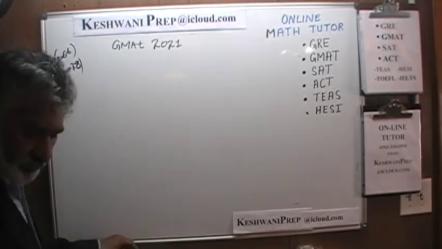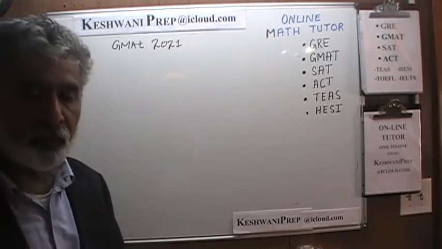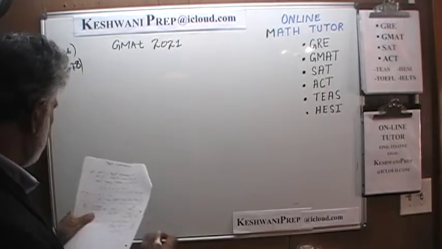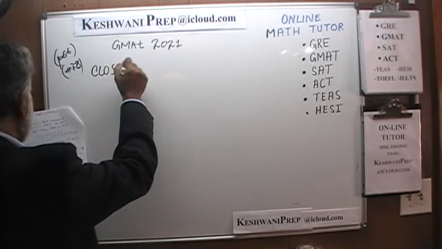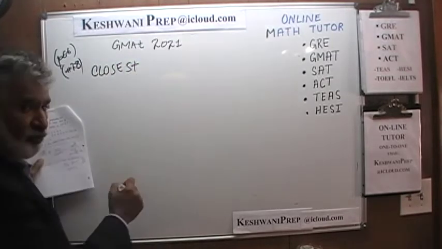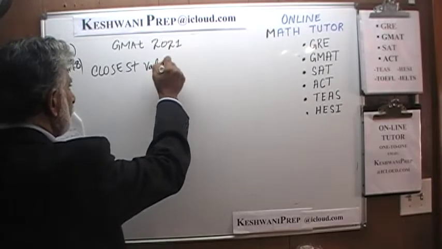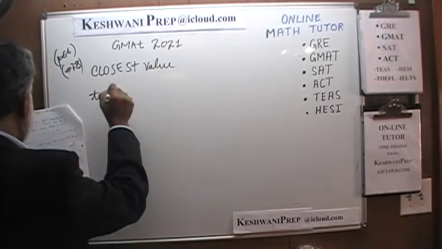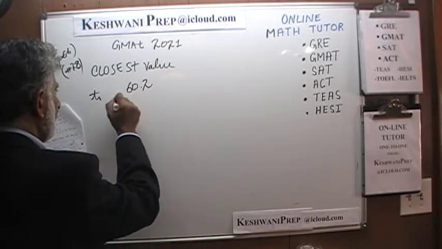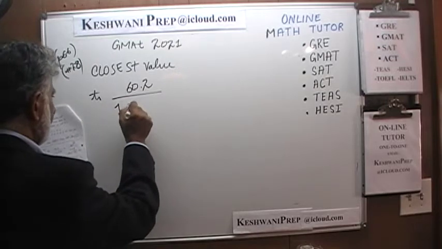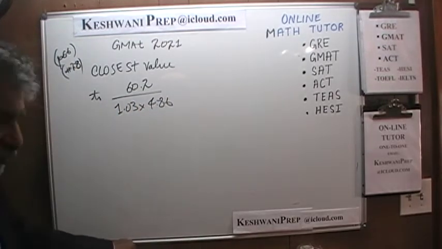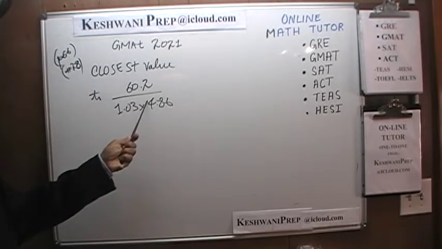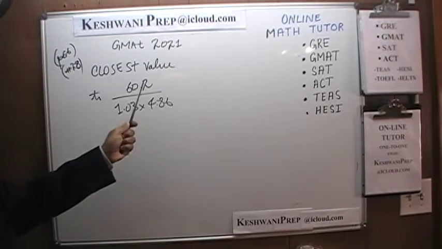These are straightforward problems. The only way you can get it wrong is if you try to do it in a hurry. Just pay attention, you're fine. They're very straightforward. The next one is even simpler. We're looking for the closest value to 60.2 over 1.03 times 4.86. And by closest, they're simply asking us to approximate this value.